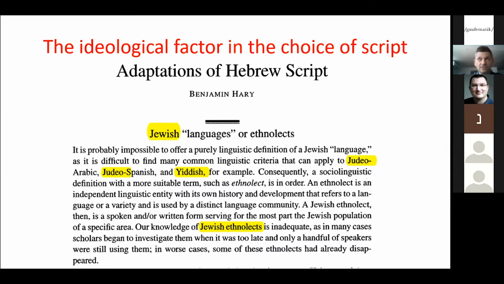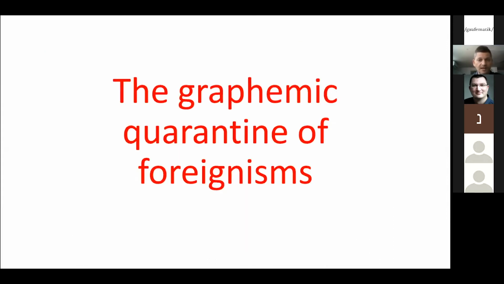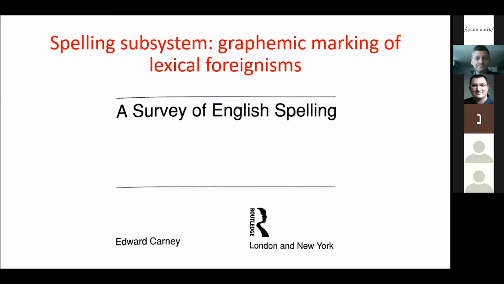Now, since they go together, why should spelling be an exception? In Hebrew, it is not. Here's one category: the graphemic quarantine of foreignisms in modern Hebrew. Actually, if we look at other languages, we can see that also in English, for example, we can witness spelling subsystems. Spelling marks the lexical foreignisms.